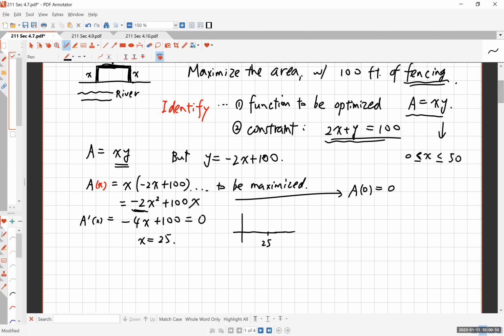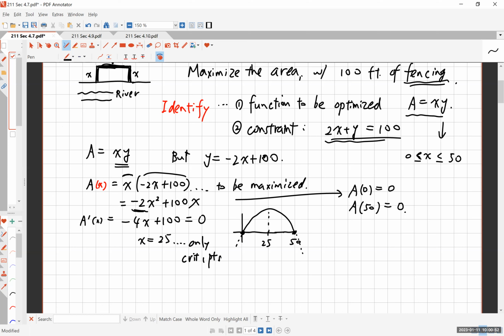All right, so what's A of 50, by the way? That's pretty clear. If you have 50 here, y is going to be 0, so A is going to be 0. So you have this 0 here and 0 here. It's an upside down parabola, so you know the function is going to look like this. And so you know this is the point where the maximum occurs. So A has its maximum at 25. And in fact, it is an absolute maximum because this is the only critical point.